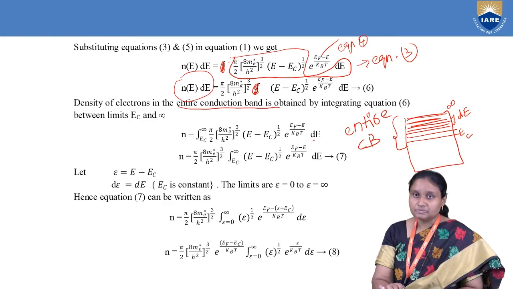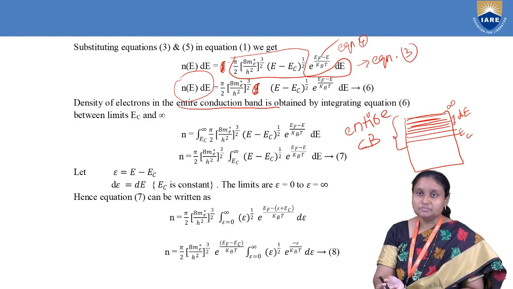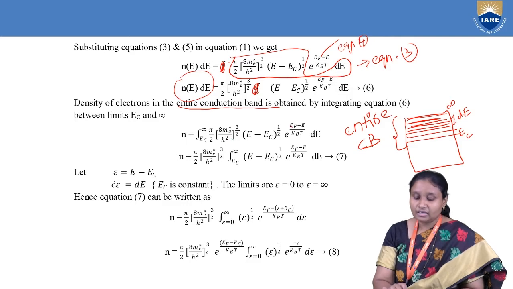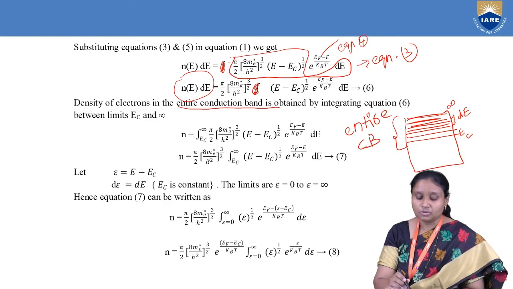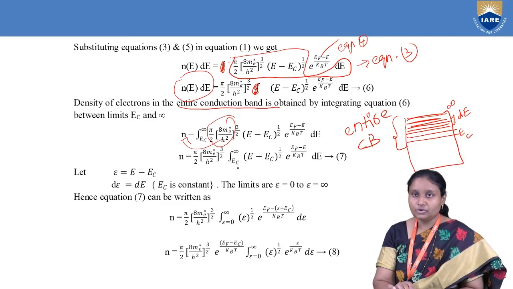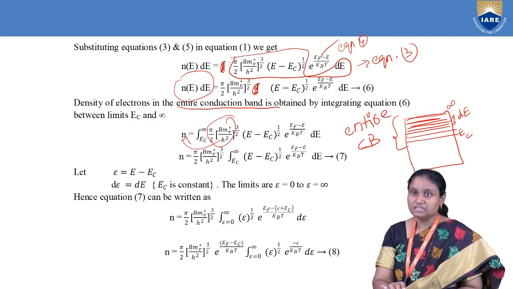Now, in this expression, we'll try to take the constant terms outside the integral. This term, pi by 2 times (8 pi me star by h square) to the power of 3 by 2, is constant, and here our EF is also constant. First we'll remove pi by 2 times (8 pi me star by h square) to the power of 3 by 2 and take it outside. Then what we have in the integration, from EC to infinity, is (E minus EC) to the power of half, exponential (EF minus E) by kBT dE.